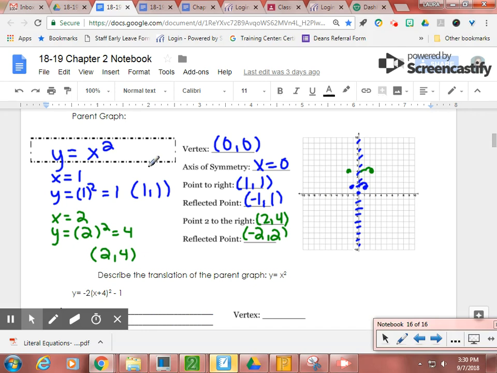At this point, you have 5 dots. So you can complete your parabola. And that's what the shape is called. It's called a parabola. Okay, so this is what the parent graph looks like. And this is what we're going to base everything else off of.